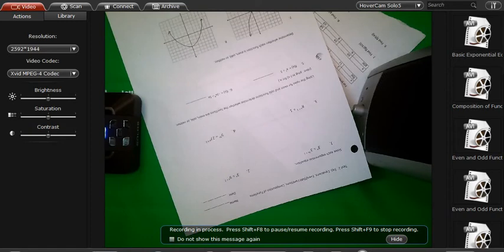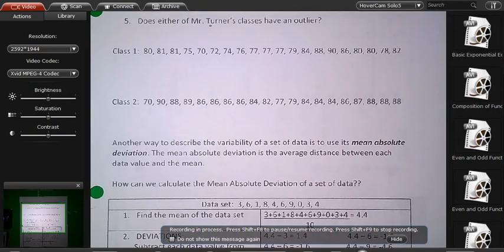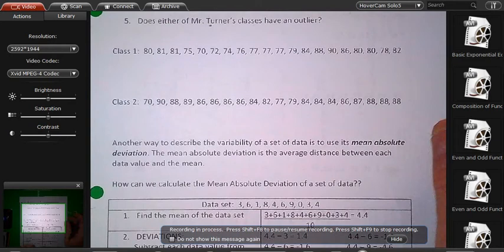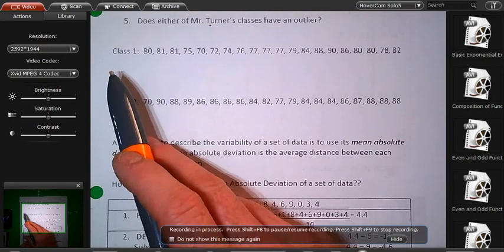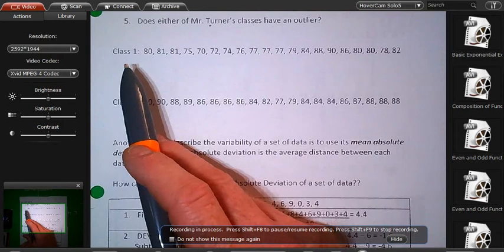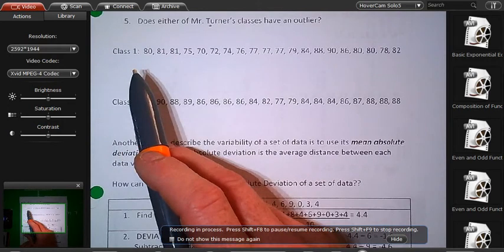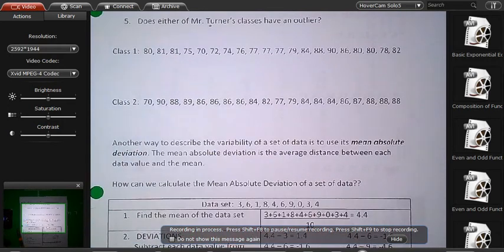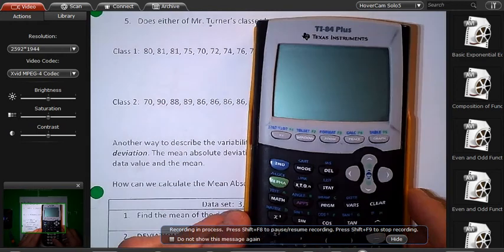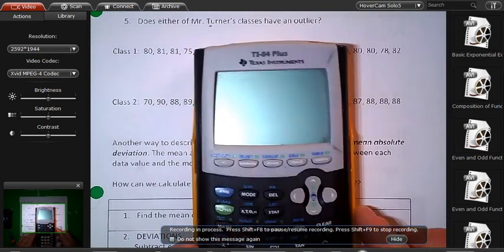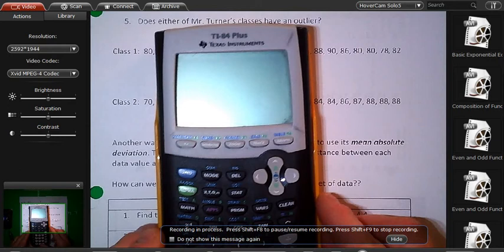Since we have so many data values for class 1 and class 2, it would be helpful if we did not have to do this by hand. So what we're going to do is put them in the calculator. Now, yesterday we discussed putting these problems in the calculator, and we'll try to demonstrate that here if we can.